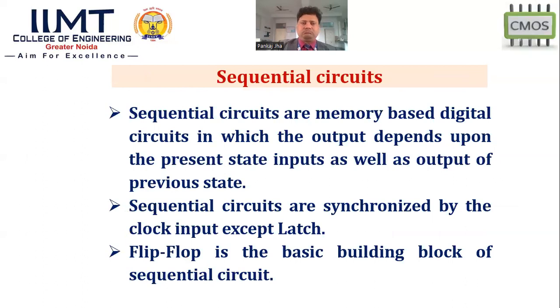Now, what is a sequential circuit? Sequential circuits are memory-based digital circuits in which the output depends upon the present state inputs as well as the output of the last state. And sequential circuits are synchronized by the clock input except the latch, which we will discuss further.